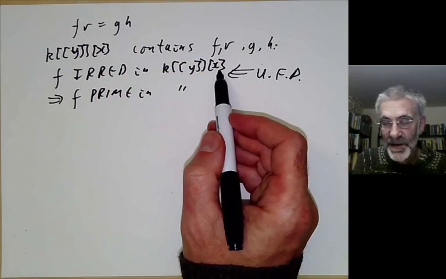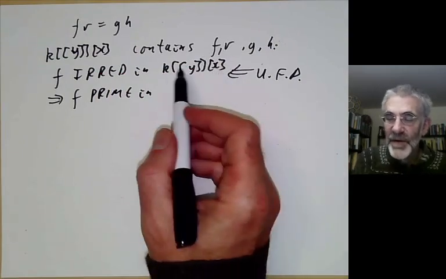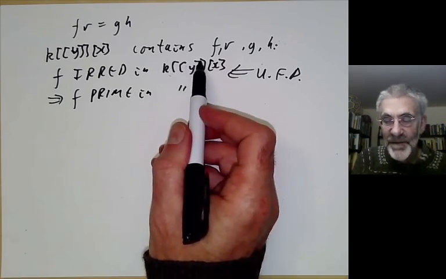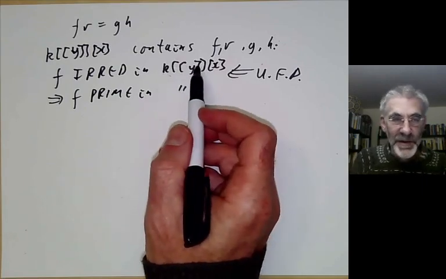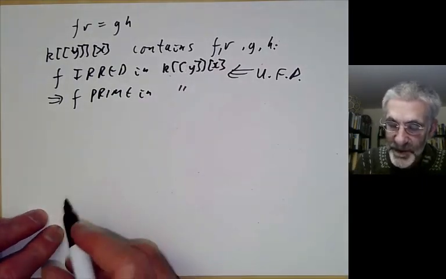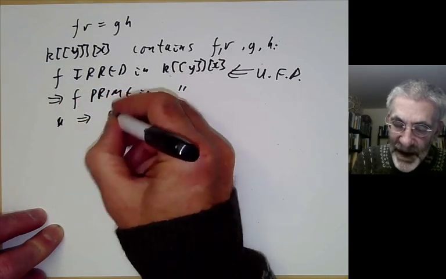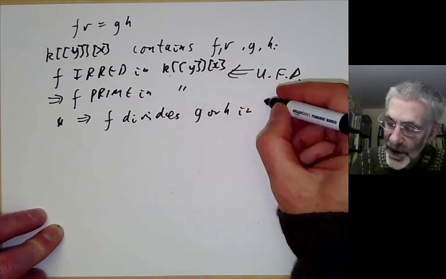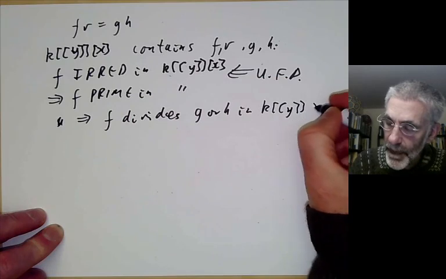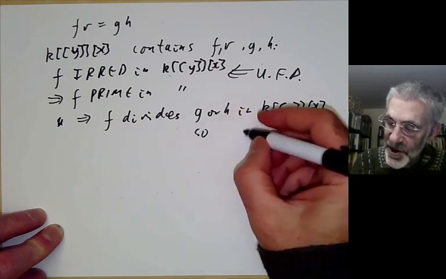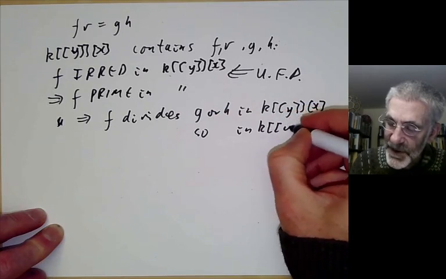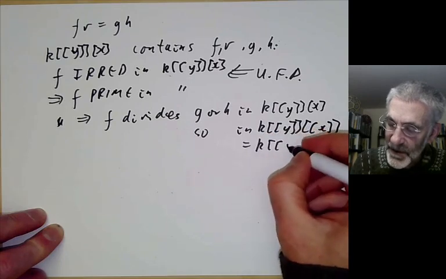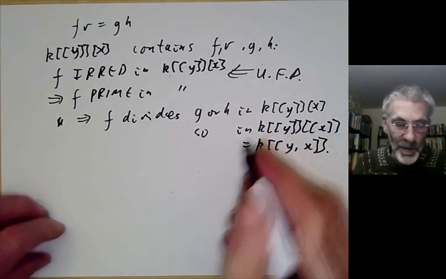Well, why is it a unique factorization domain? Well, it's a polynomial ring over a unique factorization domain, and we know this is a unique factorization domain. If we were doing several variables, we would have to be using induction, but for one variable, this is obvious. So this implies that f divides g or h in this polynomial ring. So it must divide g or h in the formal power series ring, which is the same as K with formal power series in both X and Y.